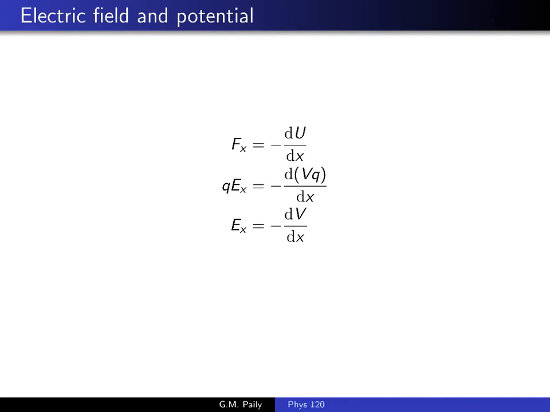Since the electric field is a vector, we see that the x component of the electric field is related to the negative x derivative of the potential. And even though we haven't shown it here, similarly, the y component of the electric field is related to the negative y derivative of the potential, and so forth.